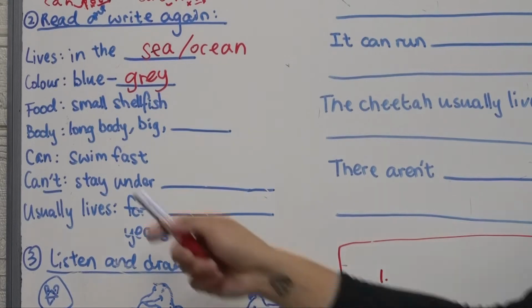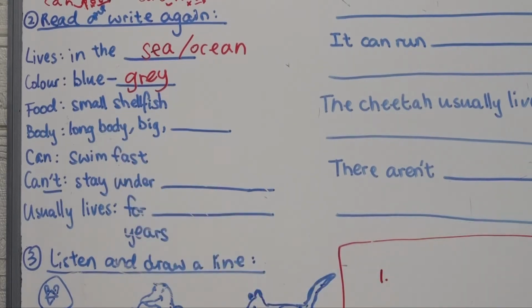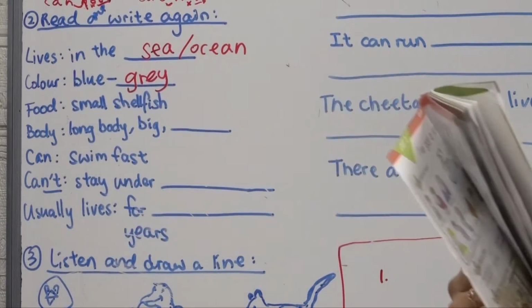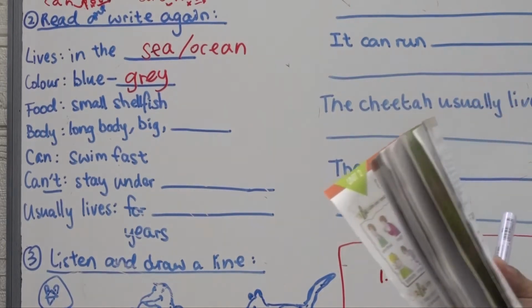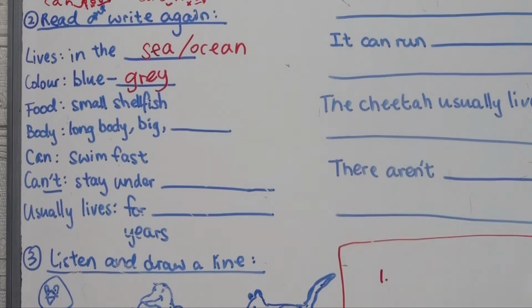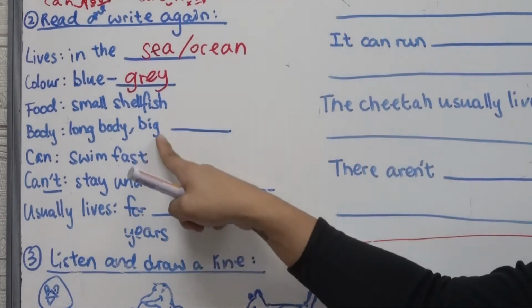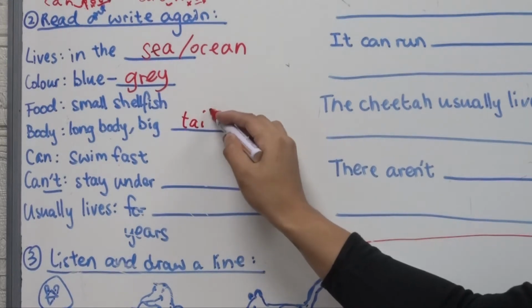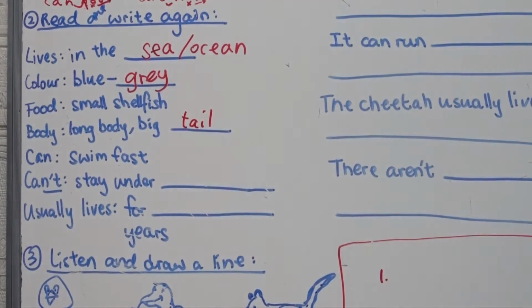Now let's talk about the body. So what do we find from the excerpt, from the passage here? The body, right? The blue whale has a long body and big... What does it have? A big what? A long body and big... Sorry, there's no comma. Big what? Big tail. Okay, big tail. So a long body and a big tail.